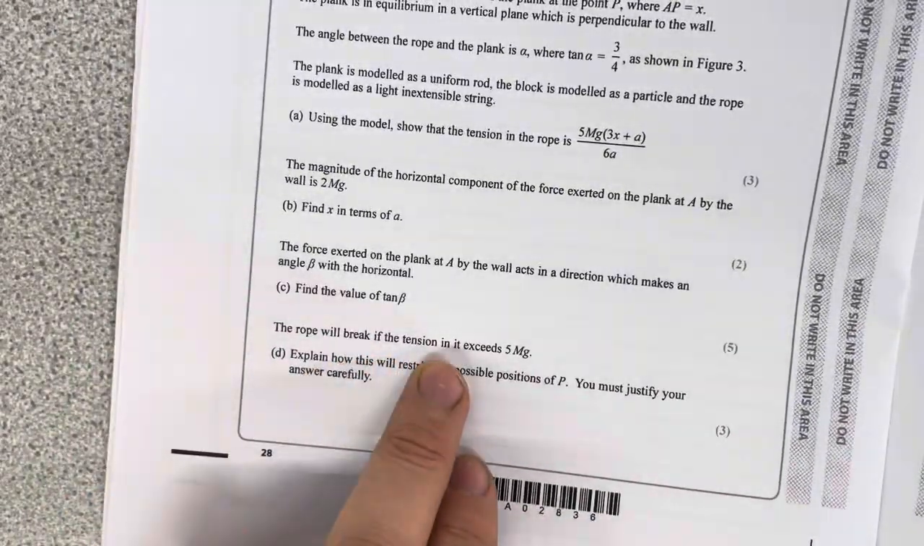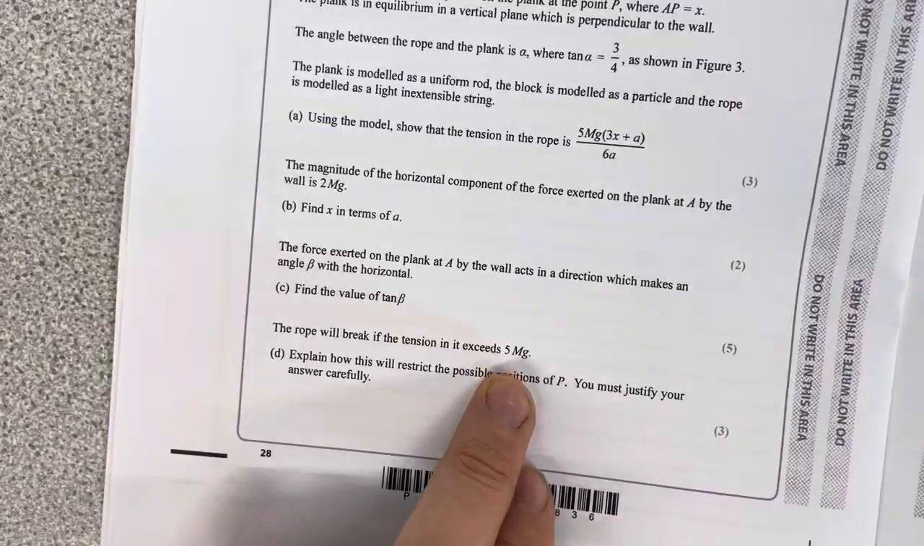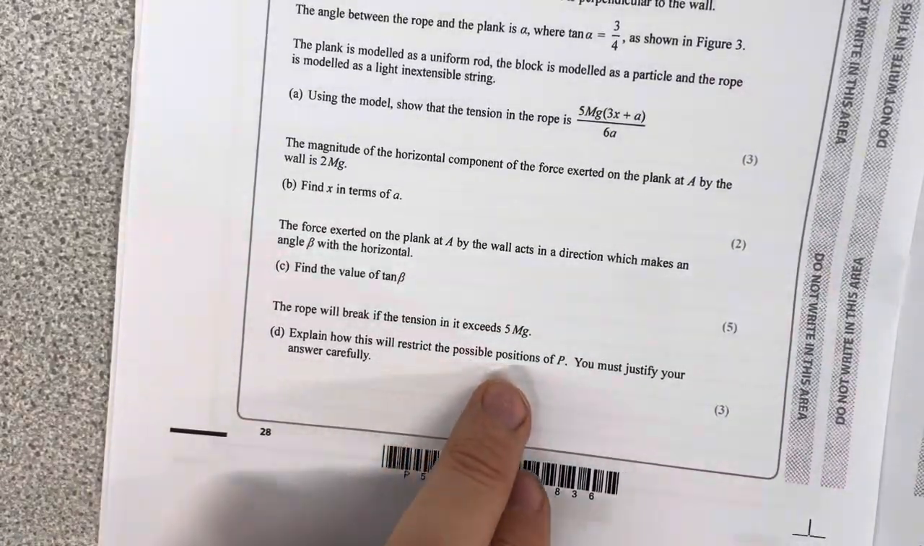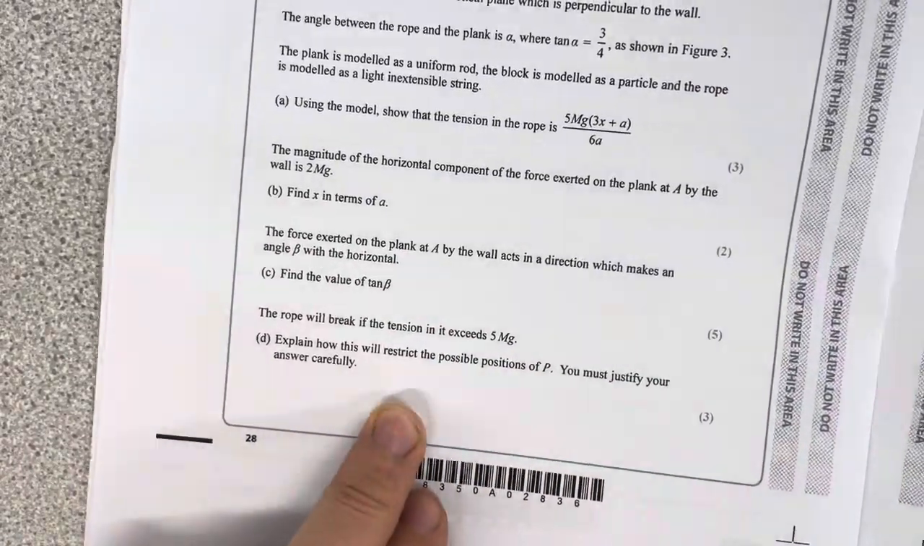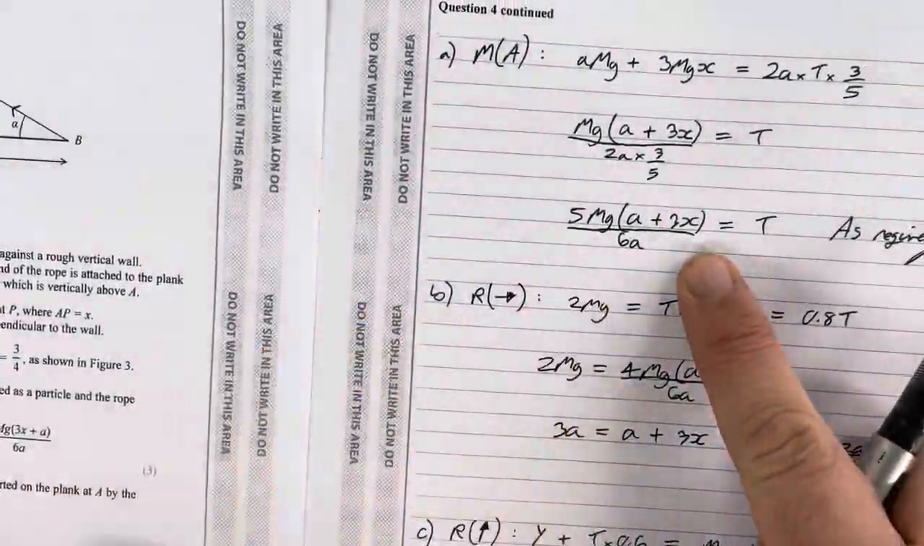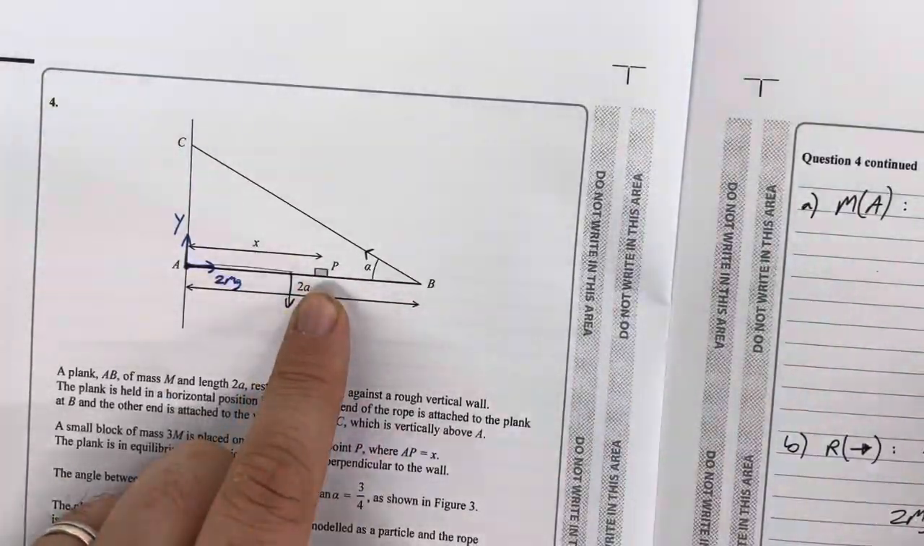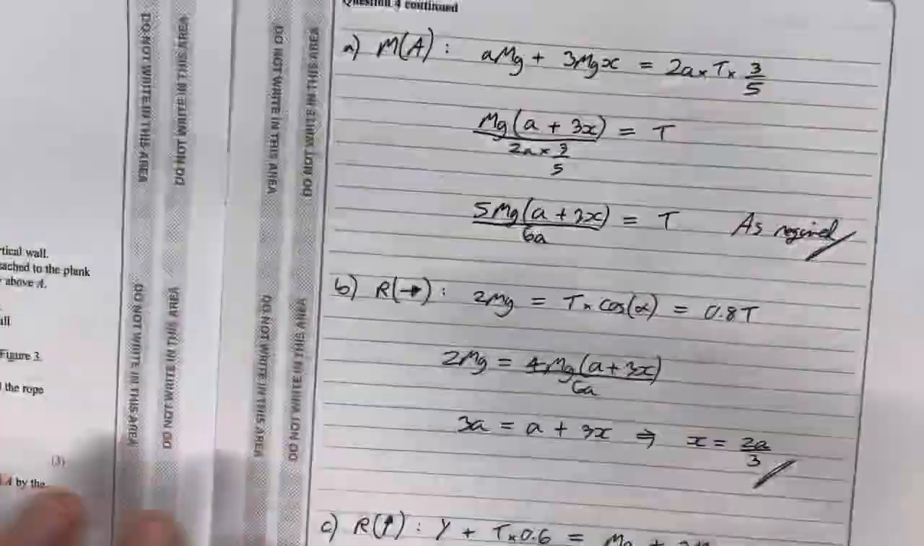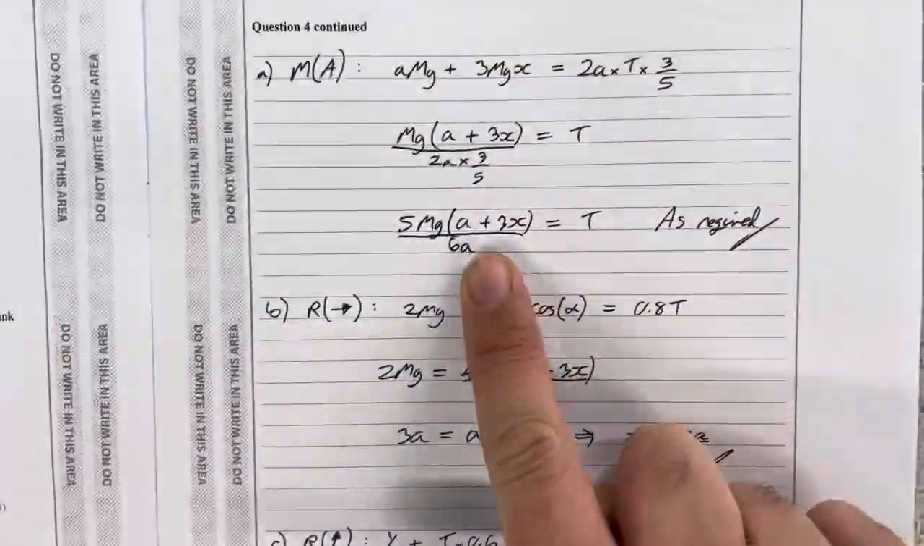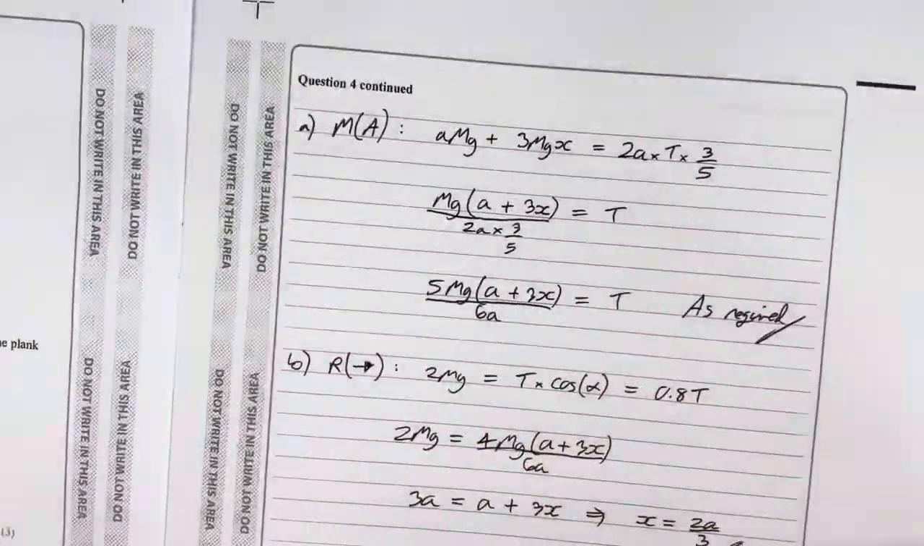So 5 over 4. And the rope will break if the tension in it exceeds 5 mg. Explain how this will restrict the possible positions of P. You must justify your answer carefully. Okay, so go back to here. The box is now varying again. The box is not just at x is 2 on 3a. It's now anywhere. So we go back to this definition of the tension, where x varied.